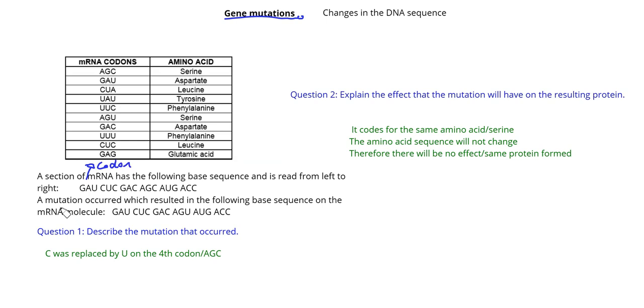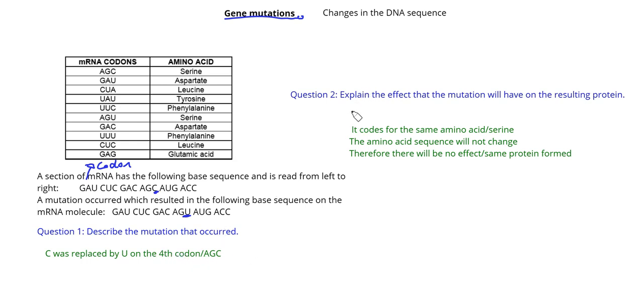Now, a mutation occurred which resulted in the following base sequence on the messenger RNA molecule. If you start from the first one, GAU, CUC, GAC, ACG, AGC, AGU, you can now see that the mutation is here. There are changes here. And what are the changes? C, which is cytosine, is replaced with U, which is uracil. So the mutation here: C was replaced with U on the 4th codon, ACG.